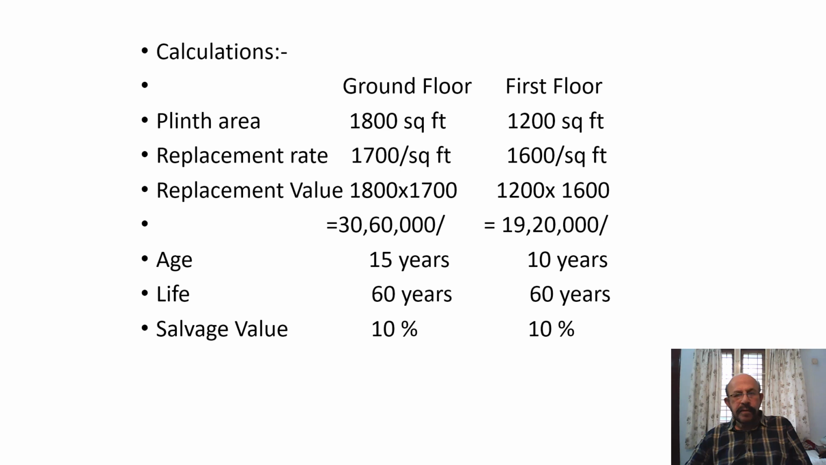Calculations. Details are worked out separately for the ground floor as well as the first floor. Plinth area, ground floor 1,800 square foot, first floor 1,200 square foot. Replacement rate, ground floor 1,700 per square foot, first floor 1,600 per square foot. Replacement value, ground floor 1,800 into 1,700, first floor 1,200 into 1,600. So the replacement value, ground floor is 30,60,000 and first floor is 19,20,000. Age, ground floor 15 years, first floor 10 years. Life, ground floor 60 years, first floor 60 years. Salvage value 10%, 10%.